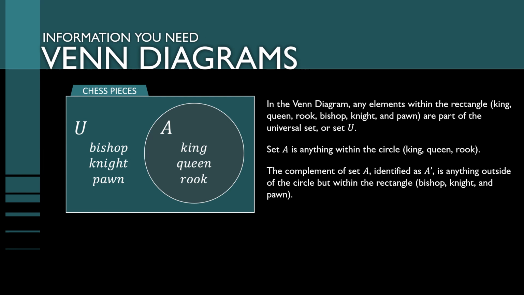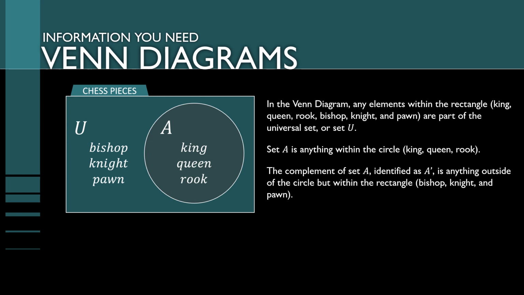Now, if we wanted to, we could make the complement of set A. The complement of set A would be defined as A prime. That's the little line right behind the A. It's anything outside of the circle, but within the rectangle. So if we wanted to make a completely new set as the complement of A, we would say A prime is equal to {bishop, knight, pawn}. And that would be our complement of the set.